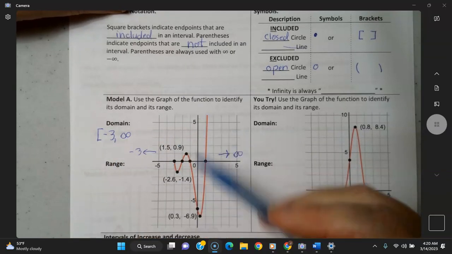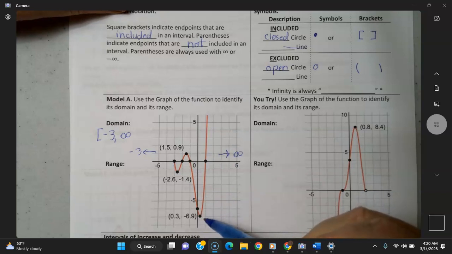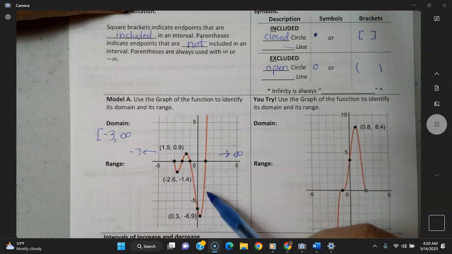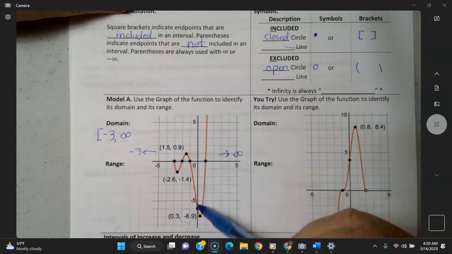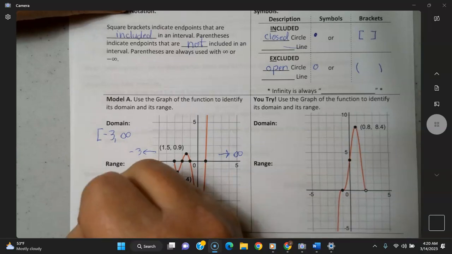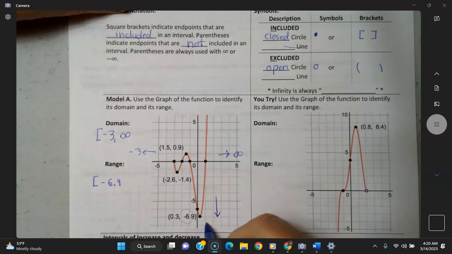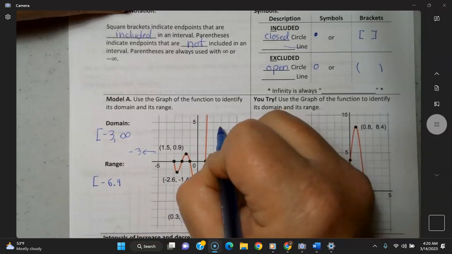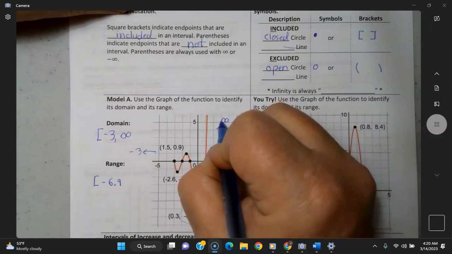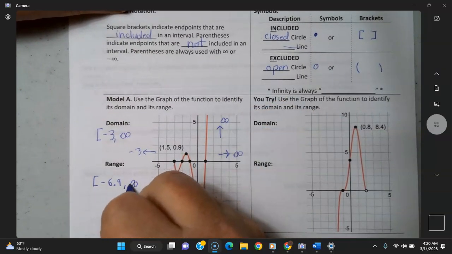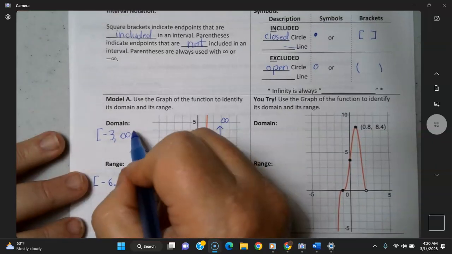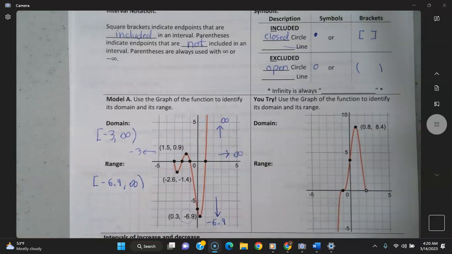All right, going up and down, now we're interested in the y coordinates. So the lowest point right here, the y coordinate is -6.9. You come down, you come over 0.3 and down to -6.9. Okay, so that's going to be the lowest point for the range, and it includes that point. I'll go ahead and draw an arrow like that, -6.9 down, and going up, it goes to positive infinity, so we'll write that there. And it never reaches it, so it's a curved bracket, and I'm sorry, this should have been a curved bracket too. All right, that takes care of that.